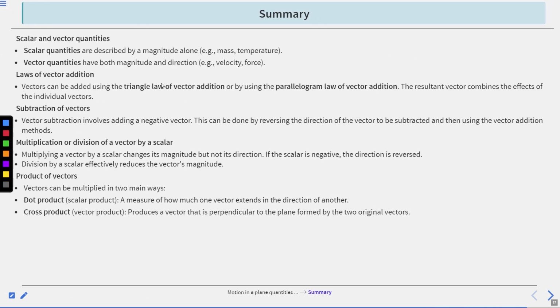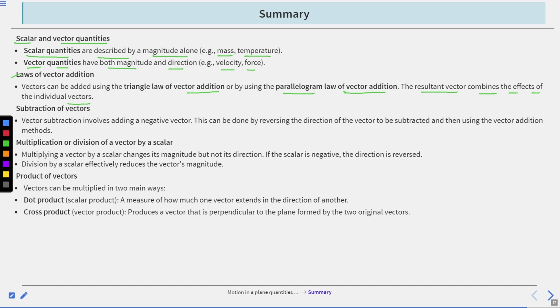Next is the summary. So we learned first scalar and vector quantities, where scalar quantities are described by magnitude alone, like mass and temperature. Vector quantities have both magnitude and direction, like velocity and force. Laws of vector addition: vectors can be added using the triangle law of vector addition or the parallelogram law of vector addition. The resultant vector combines the effect of the individual vectors.